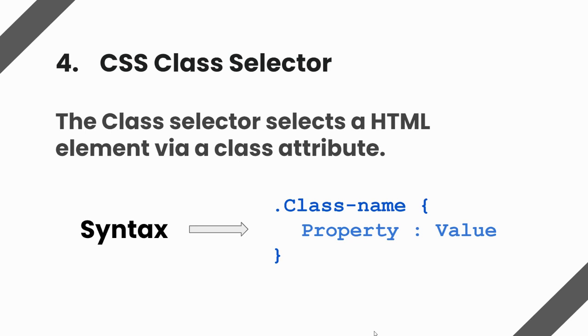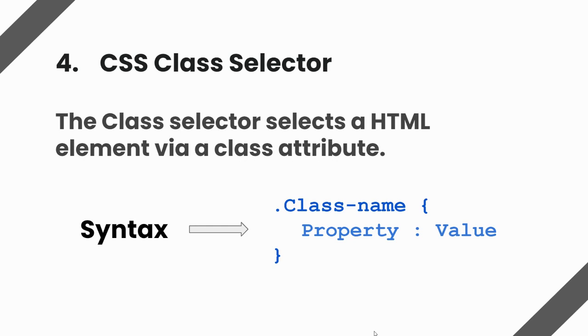Unlike the ID attribute which starts with a hashtag, this one starts with a full stop, followed by the class name. The class name is basically the value that is going to be assigned to the class attribute. Then it's followed by the curly braces, and within the curly braces you have the property and the value.